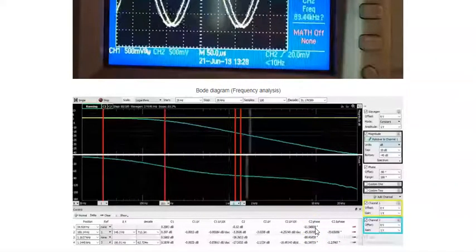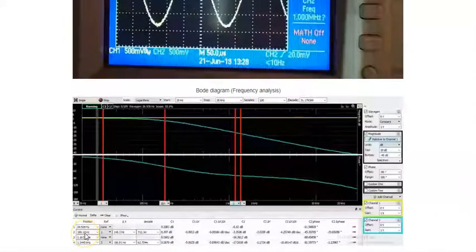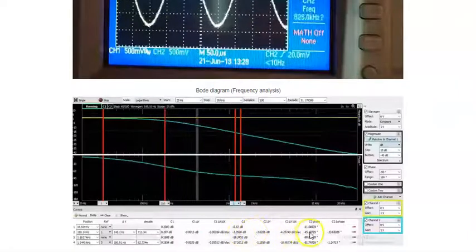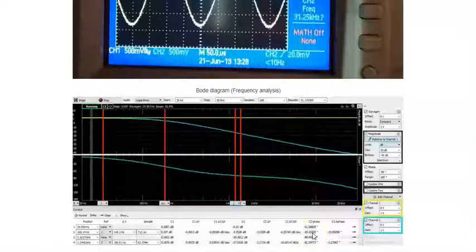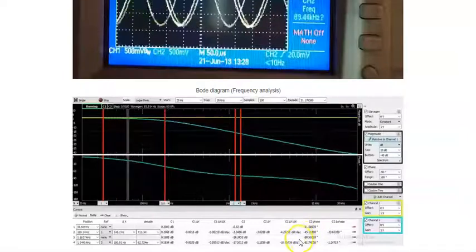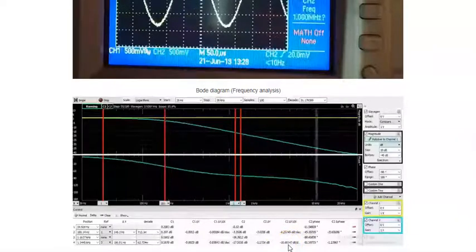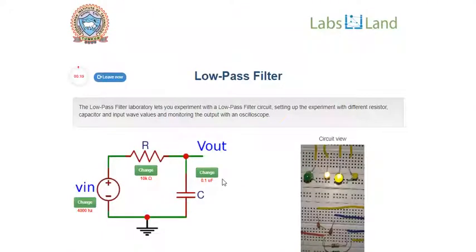At cursor 2 delta 1 the obtained frequency is 180.14 Hz. Magnitude is -3.35 decibels and phase is -45 degree, whereas the ideal values will be 159 Hz and -45 degree. Cursor 3 and its delta is found to be -18.69 dB per decade. But ideal value is -20 dB per decade. This way you can repeat for other combinations of resistor and capacitor.